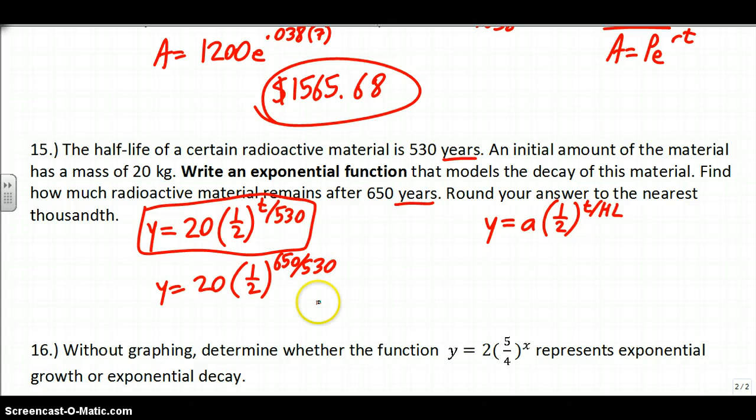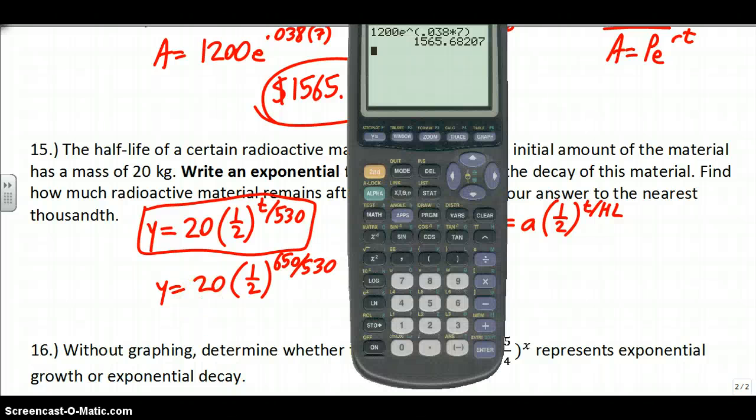Now, a careful observer would notice, since 650 is bigger than 530, I should end up with more than half of this being gone. If I get some answer like 30 point something, that's really weird because I gained mass somehow. So let's figure out what this comes out to be. This one you have to be kind of careful on. 20 times 0.5, that's 1/2, to the, and then I'm going to use more parentheses, 650 divided by 530 power. Make sure you close parentheses, and we end up with this.